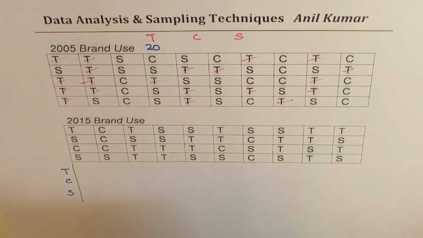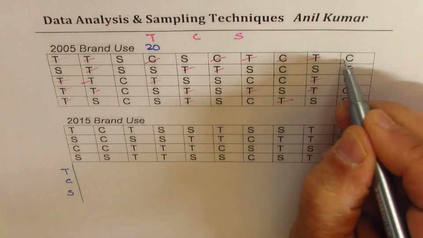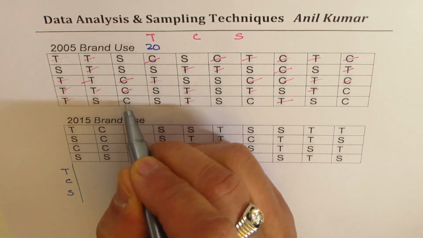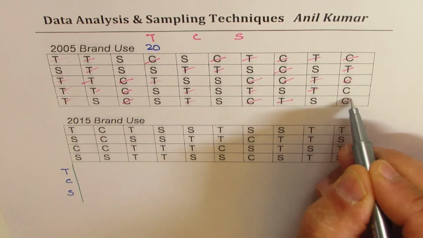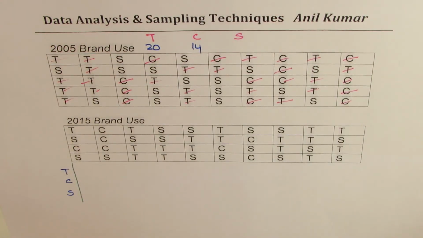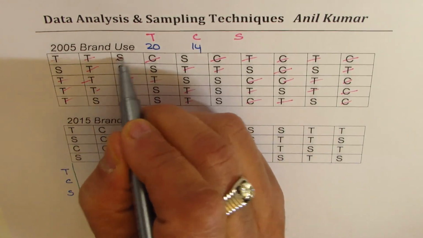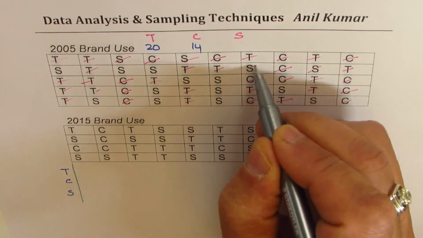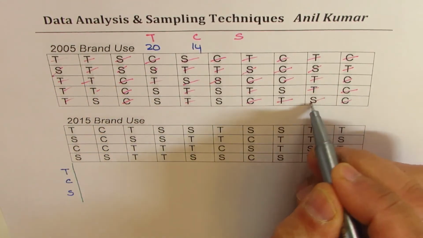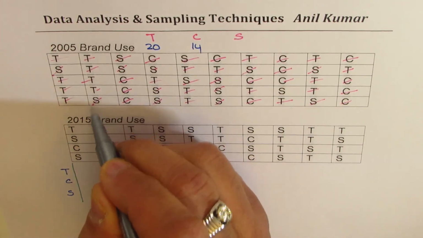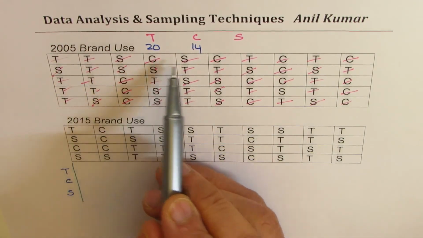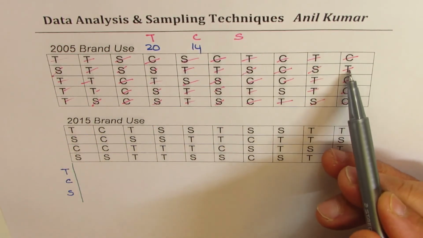As far as C's are concerned, we get 1, 2, 3, 4, 5, 6, 7, 8, 9, 10, 11, 12, 13, 14. We get 14 C's. And as far as S is concerned, we get 1, 2, 3, 4, 5, 6, 7, 8, 9, 10, 11, 12, 13, 14, 15. The total is like 1, 2, 3, 4, 5, 6, 7, 8, 9, 10, 1, 2, 3, 4, 5.